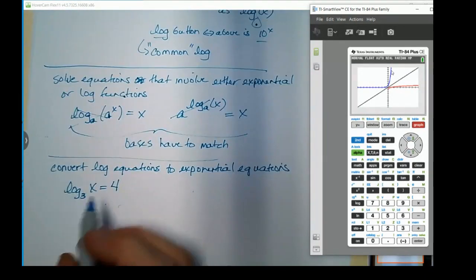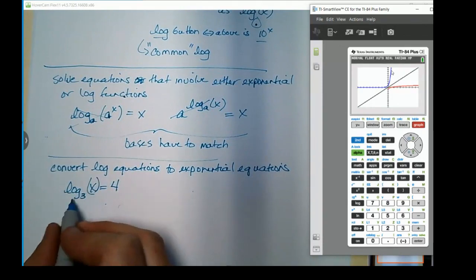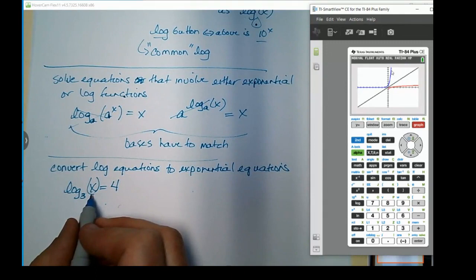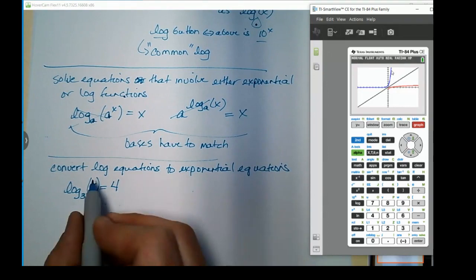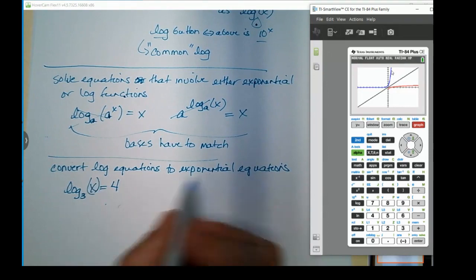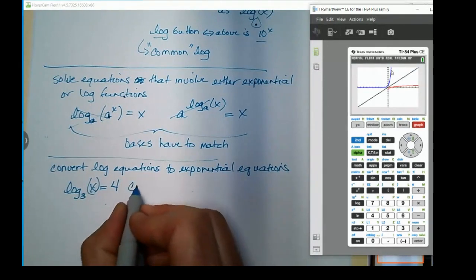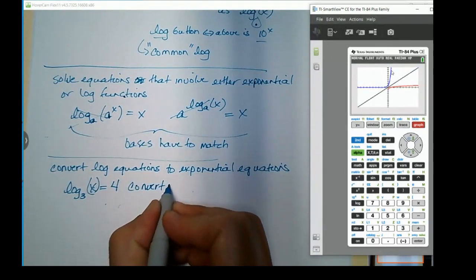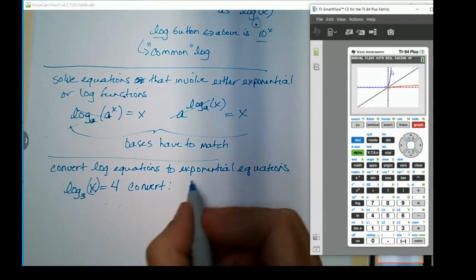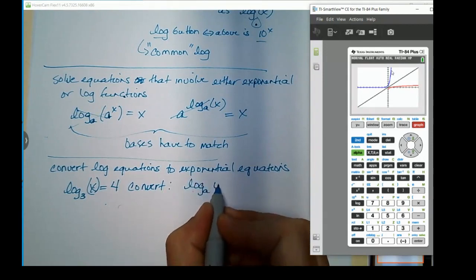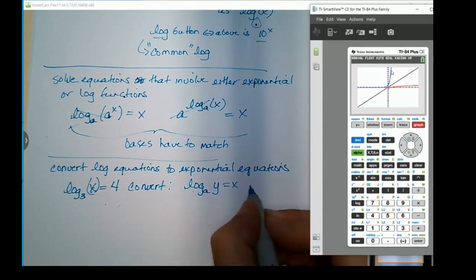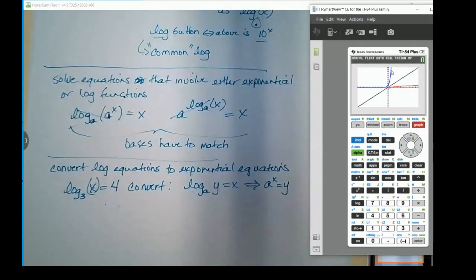If we have something like this, this is going to be hard to deal with when we've got this log in here. We've got the log base 3 of x, and we could probably figure this one out, but it's really easier if we just convert it to an exponential equation. That'll take the x out of the inside of this function and turn it into something else we can deal with. So if we want to convert this one, what we're going to use is the fact that if the log base a of y equals x, then a to x equals y.